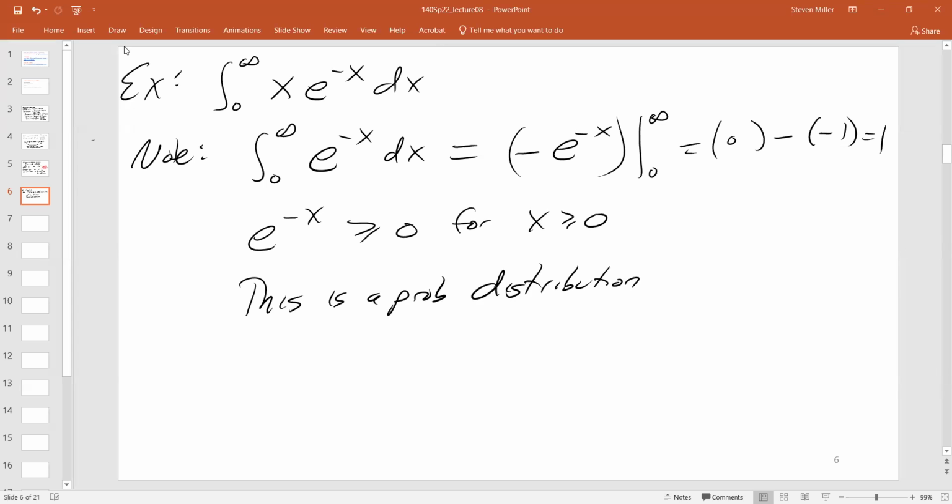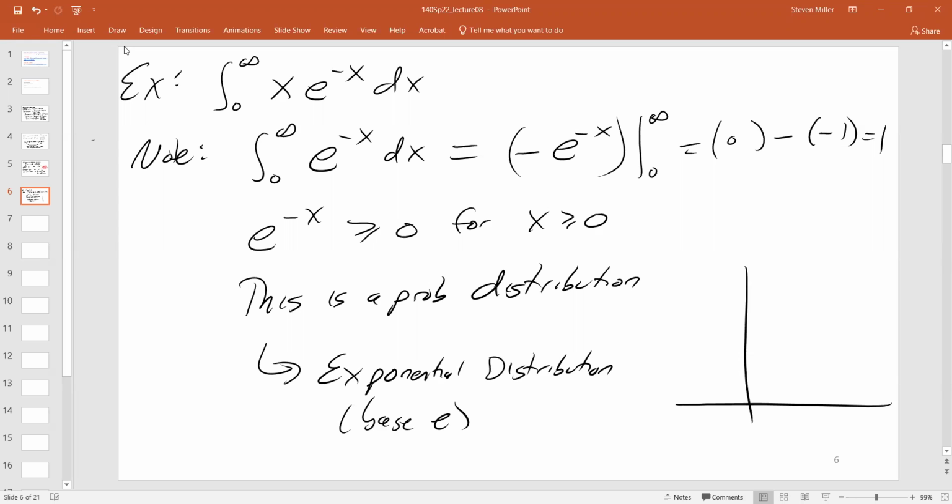Anybody want to guess what the name of this probability distribution is? It's related to the letter you see here. What function is this? So what's the name of the function e to the negative x? The exponential function. This is the exponential distribution. And this is base e.